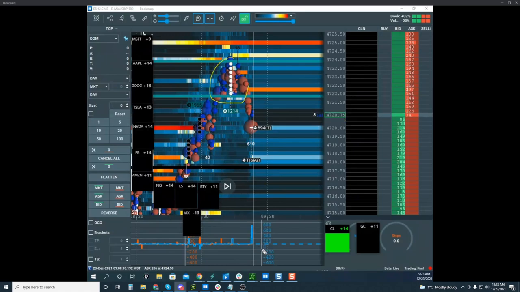We have the SI indicator stuff, but this is still orders that came in the book. Someone got ran over. Someone was aggressive. Someone got ran over. That area is important, right?